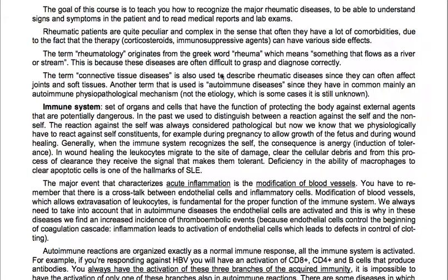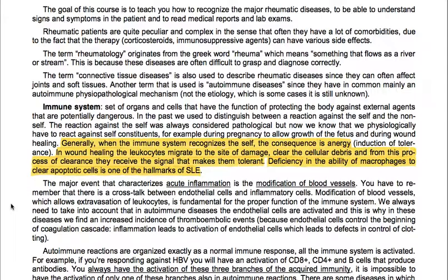Generally, when the immune system recognizes the self, the consequence is anergy, that is, induction of tolerance. In wound healing, the leukocytes migrate to the site of damage, clear the cellular debris, and from this process of clearance, they receive the signal that makes them tolerant. Deficiency in the ability of macrophages to clear apoptotic cells is one of the hallmarks of SLE.